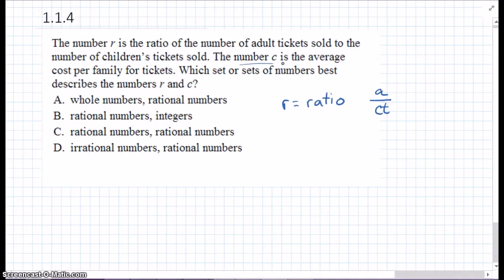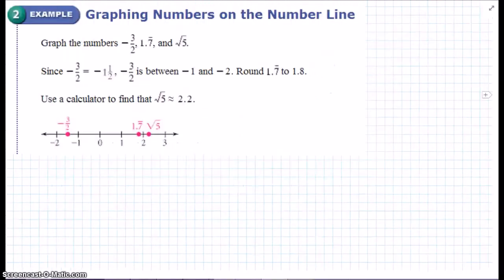The number C is the average cost per family per ticket. Well, we know right now money has to be rational. So the answer, by process of elimination, is that both of them have to be rational.